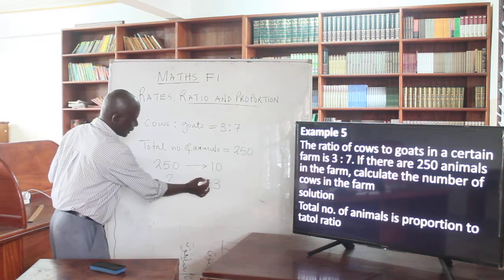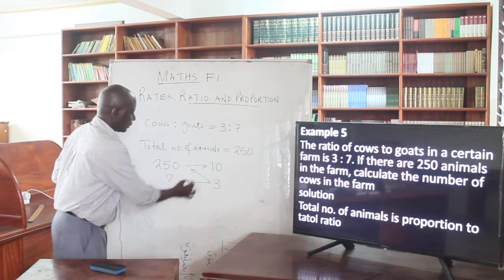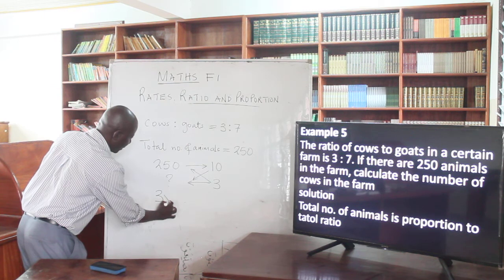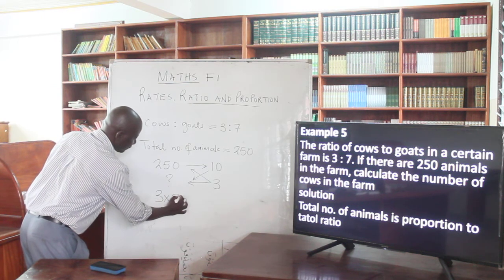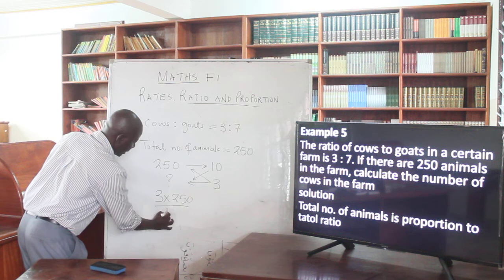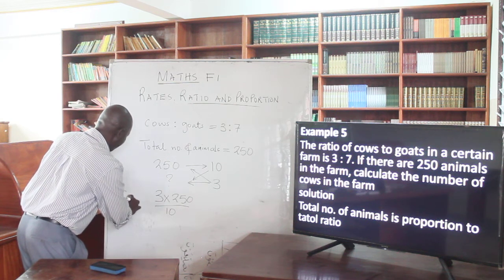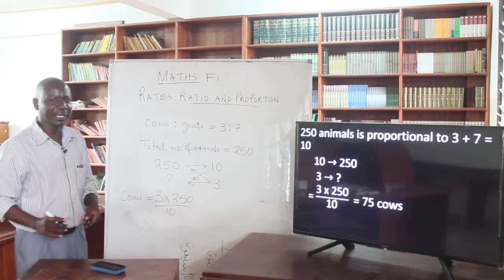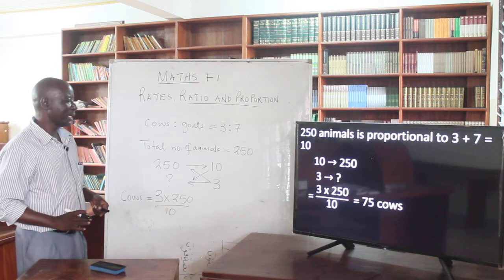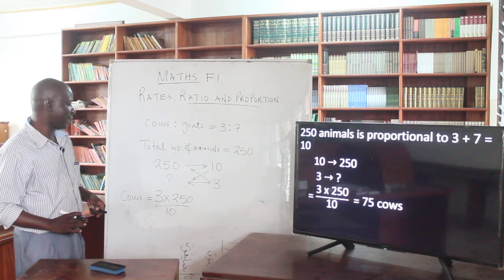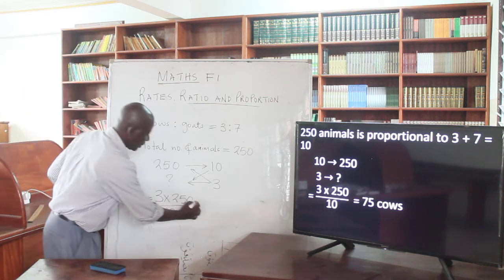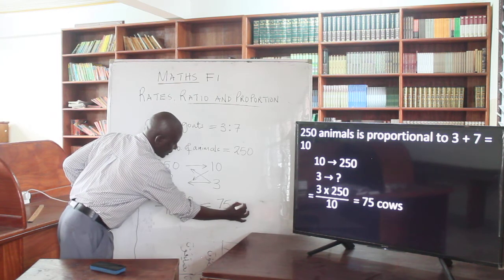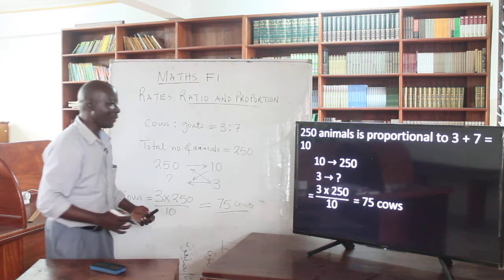And therefore we can cross multiply this. So it means it is 3 multiplied by 250 and we divide by 10. And this will be the number of cows. The number of cows will therefore be given by 3 times 250 divided by 10. How much do we get? We get 75 cows in the farm.